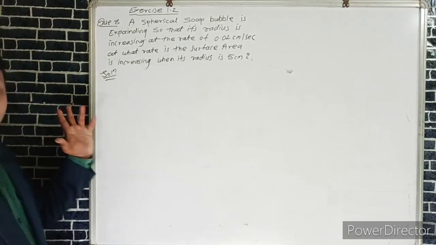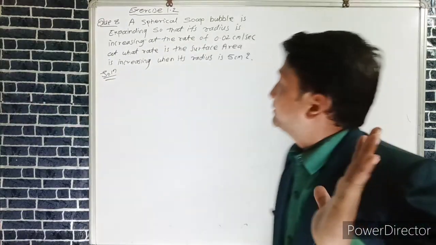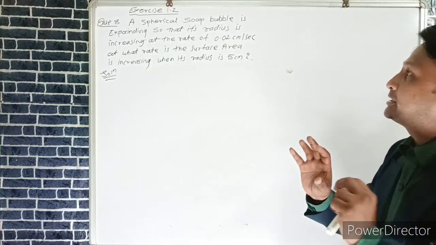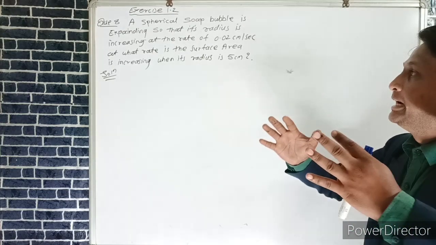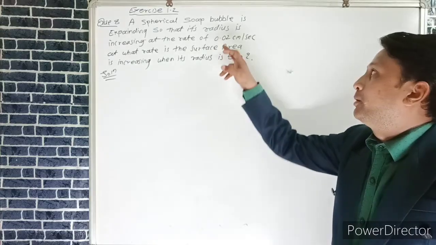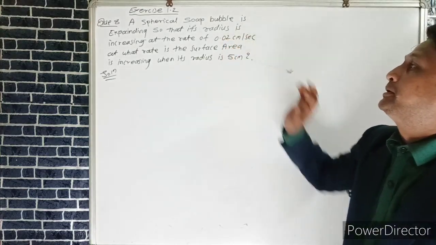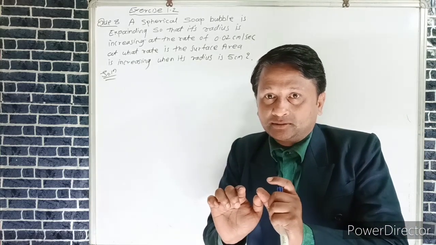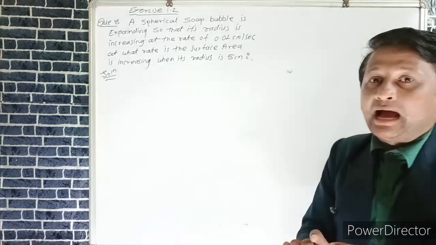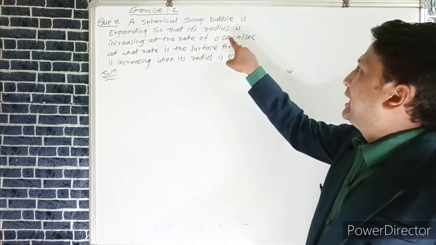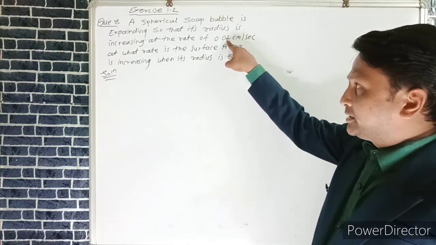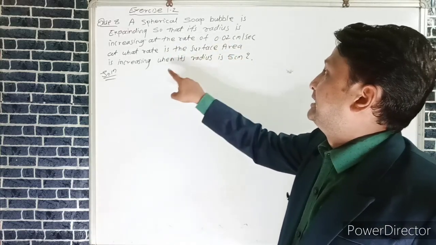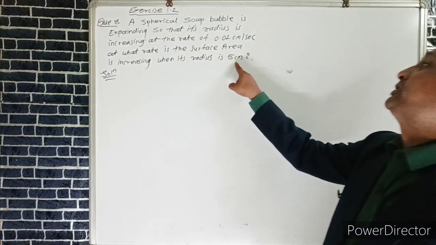So the next one, which is question number 8: given that a spherical soap bubble is expanding so that its radius is increasing at the rate of 0.02 centimeter per second. Here, rate of change of radius. If the radius is r, then we can write the value of dr by dt, which is 0.02 centimeter per second. At what rate is the surface area increasing when its radius is 5 centimeters?